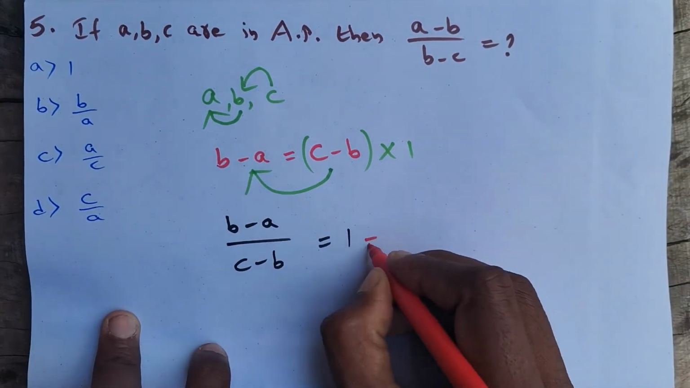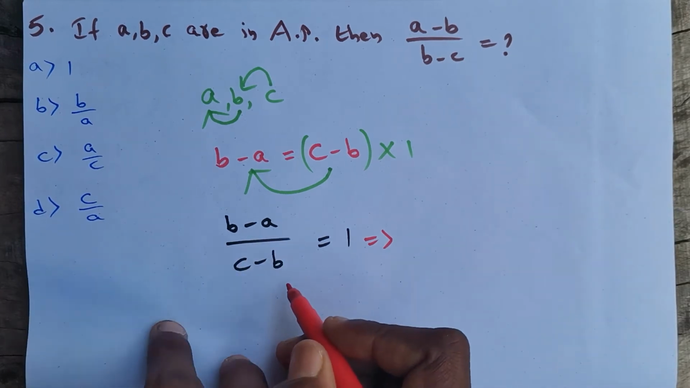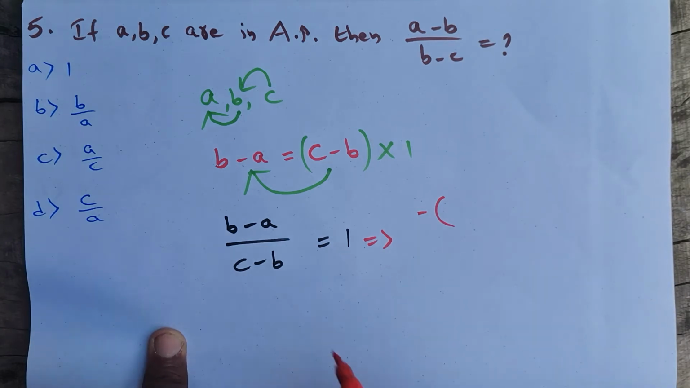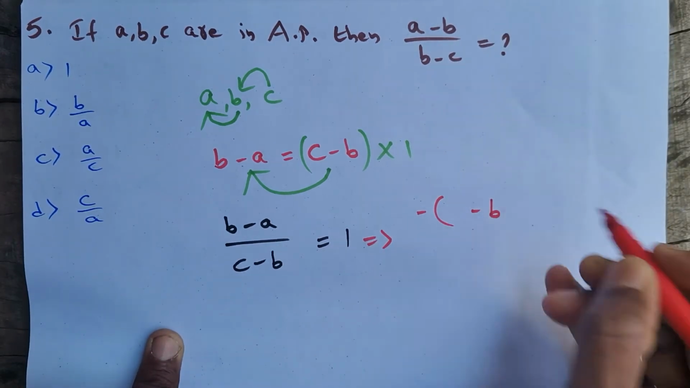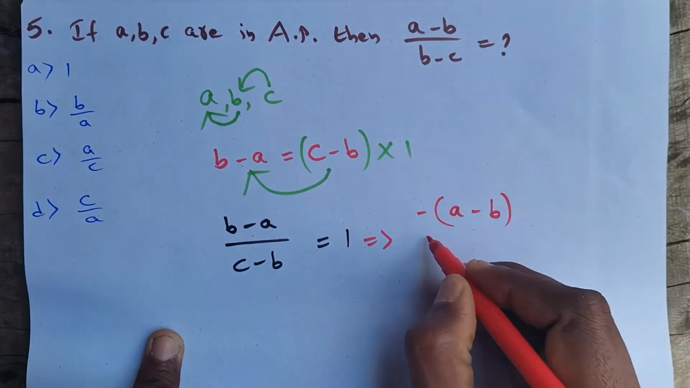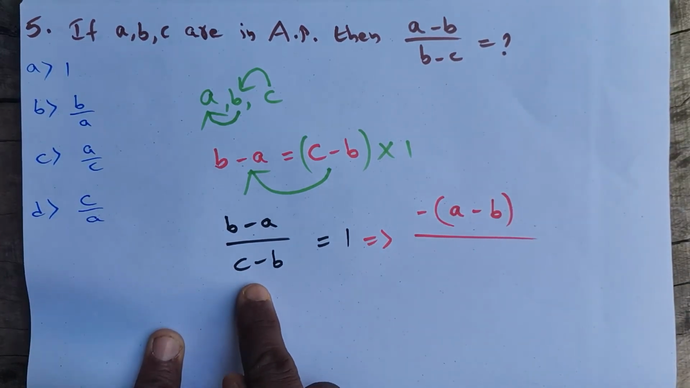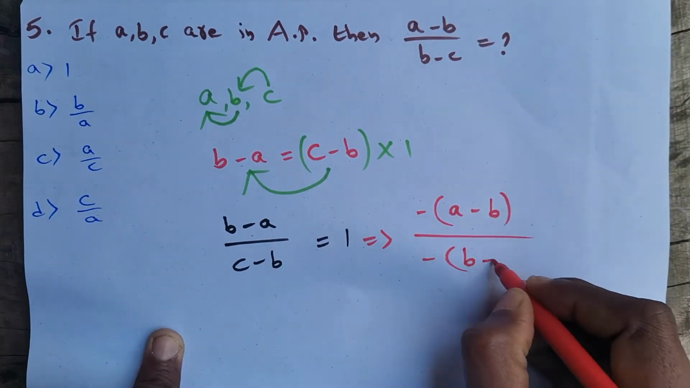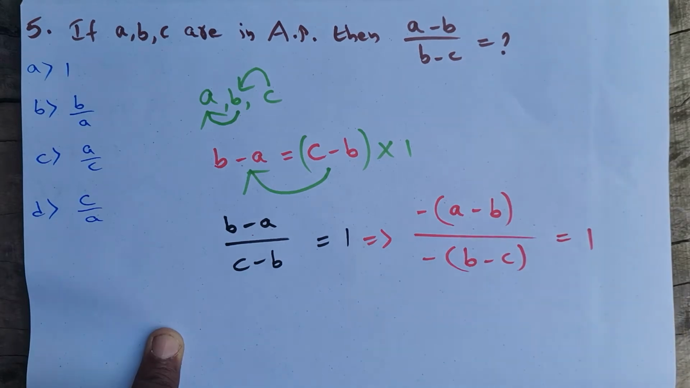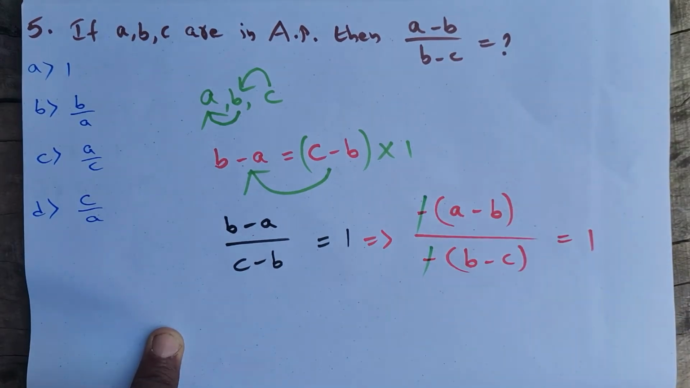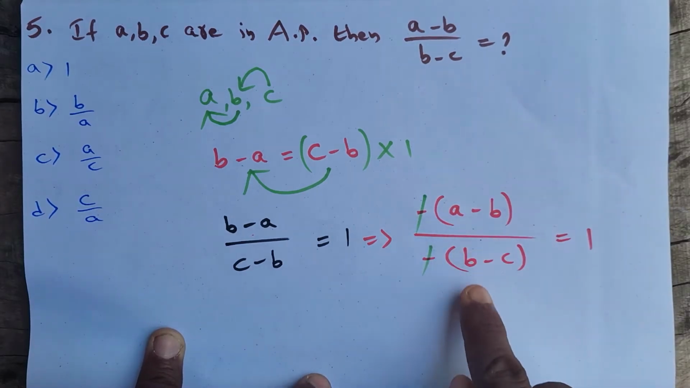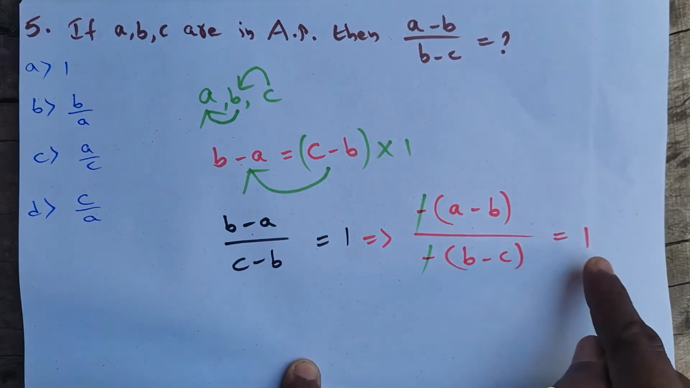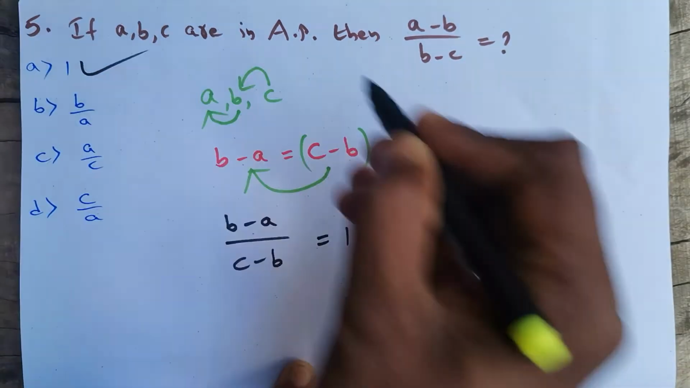Now B - A is there. From B - A, I will take minus common. So if I take minus common, +B will become -B, -A will become +A, whole divided by, in the same denominator also I will take minus common, then -B will become +B, +C will become -C, equals 1 as usual. In the numerator as well as in the denominator, minus will get cancelled, so we remain with (A - B) divided by (B - C) = 1. So the value of (A - B)/(B - C) is nothing but 1. So option A is the correct option.